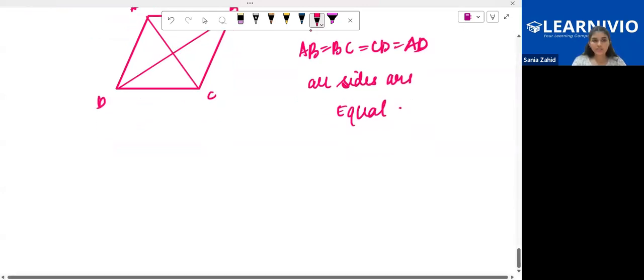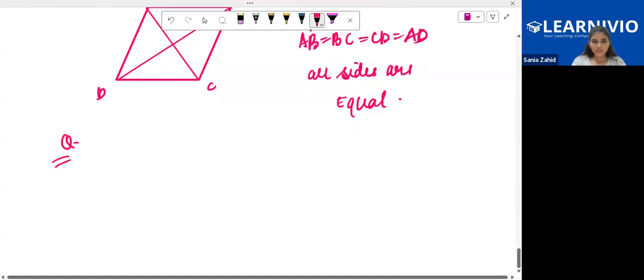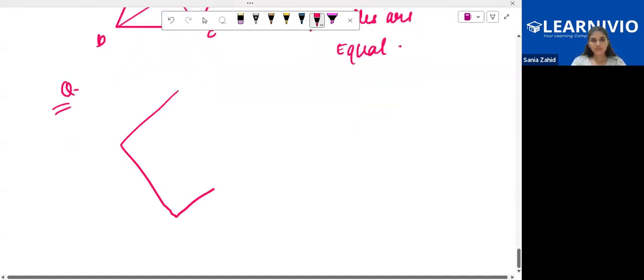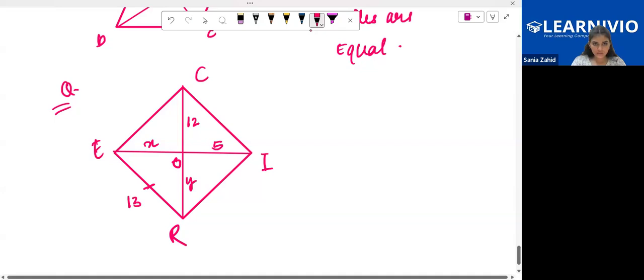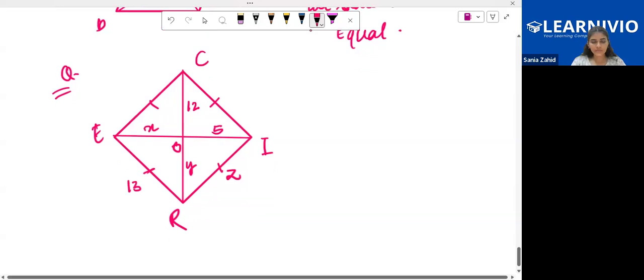Now I'll give you one question. You have a rhombus over here. Okay, this is R, I, C, E, right? Then we have this is O, this is X, this is 5, this is 12, this is Y, and this is 13, this is Z. Okay, now find the values of X, Y, and Z.